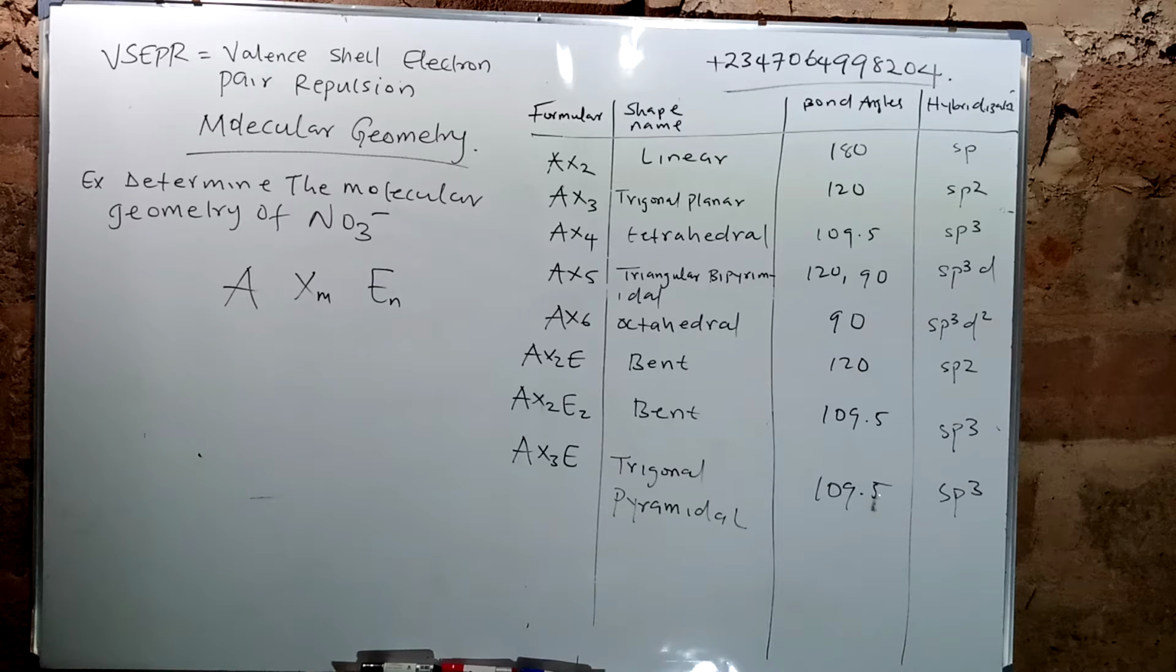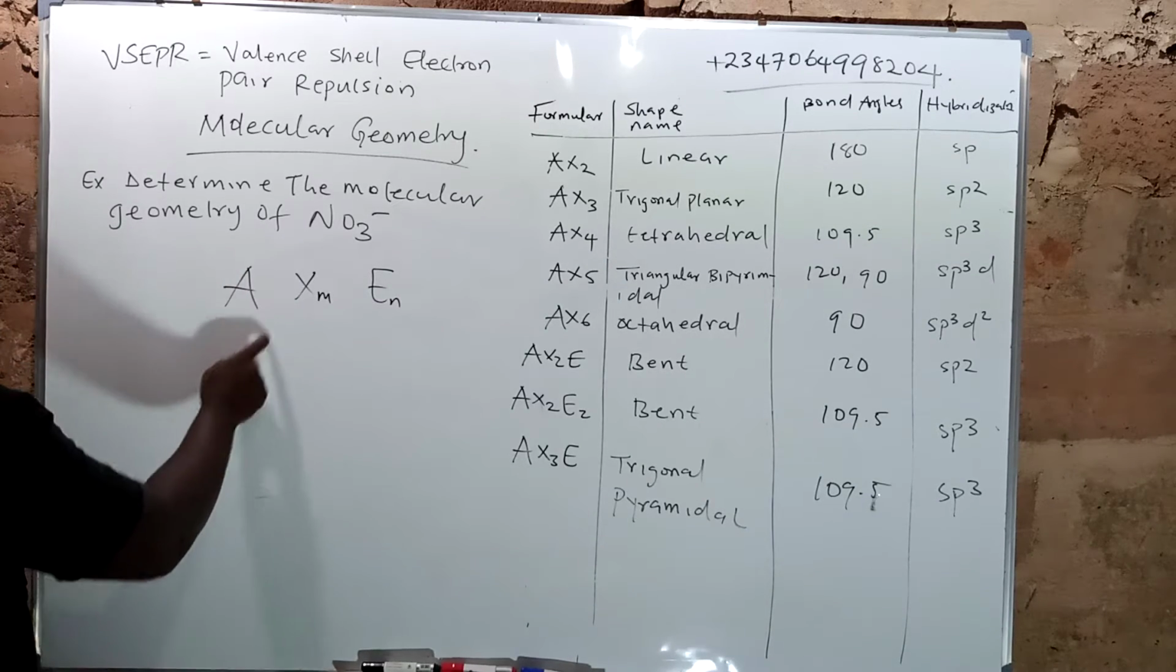A, please bring out your data. A means the central atom. The X is an atom directly attached to the central atom. While the M is the number of atoms directly attached to the central atom.